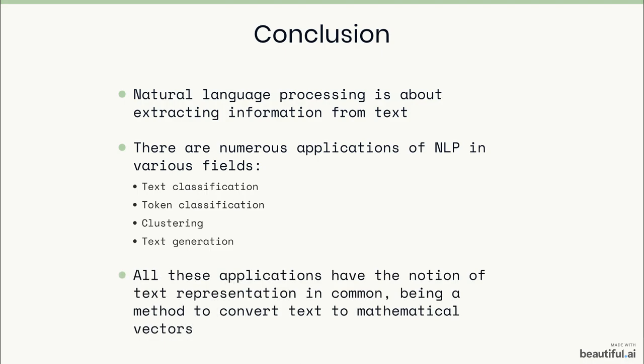So to conclude this first part, natural language processing, so it's about extracting information from text, and there are numerous applications of natural language processing in various fields. So we saw, or we will at least see, text classification. I mentioned token classification, which was about classifying the individual words, clustering techniques, and also text generation examples that could be, again, text summarization, chatbots, question answering models, where the model spits out an answer to your question in text form, and various other fields, but these are out of scope of this lecture. So notably, all these applications, they have the notion of text representation in common. So this is, again, a method that we can use to convert text into mathematical vectors or numbers.